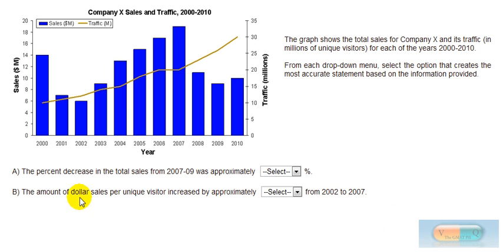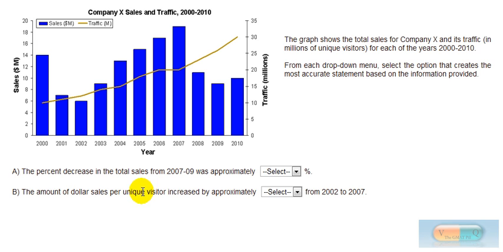So part B, the amount of dollar sales per unique visitor. Alright, dollar sales, that's basically this guy, and that's the blue bar, per unique visitor. That would be traffic, and that would be the brown line. So you're basically doing the blue bar divided by the brown line. Now it's important to note that the blue bar corresponds with the left axis, and then the brown line corresponds with the right axis. Alright, so we're talking about this ratio.